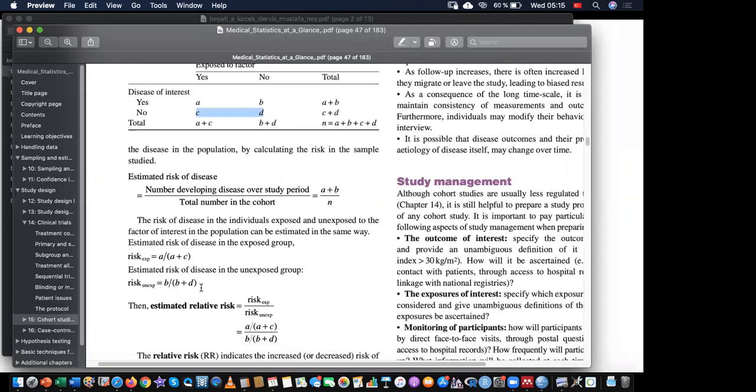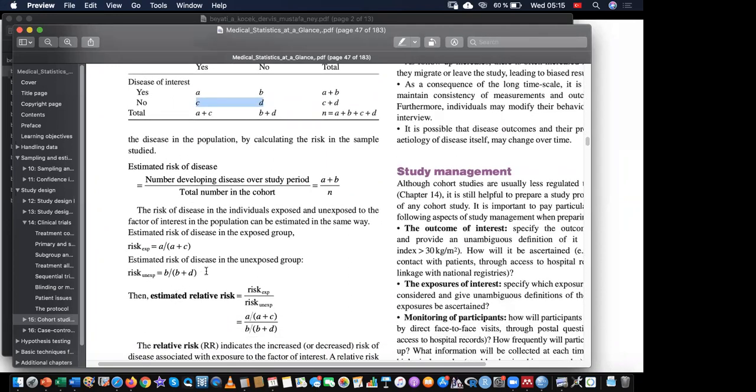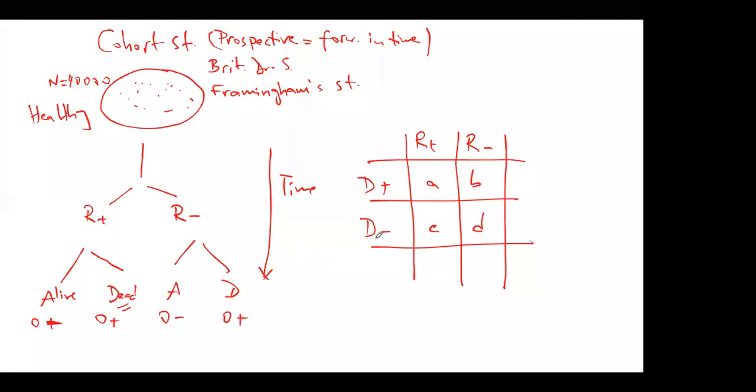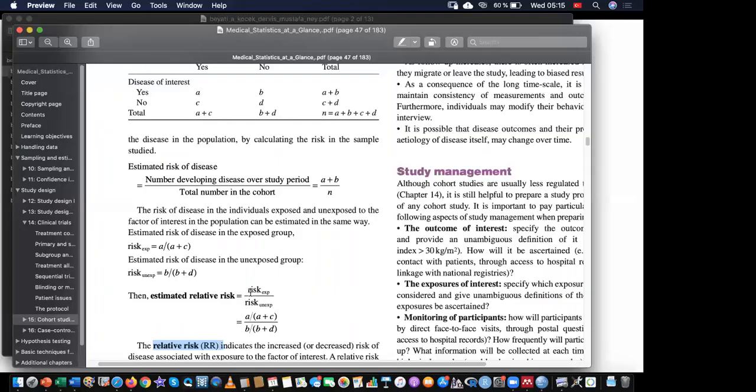In a cohort study, if I ask you in the exam, what kind of statistics do we do? What do we calculate? How do we analyze the cohort study? You should tell me. We calculate the relative risk. The most important calculation in a cohort study is the relative risk. And how is it calculated? It is the risk of those who are exposed divided by the risk of those who are not exposed.